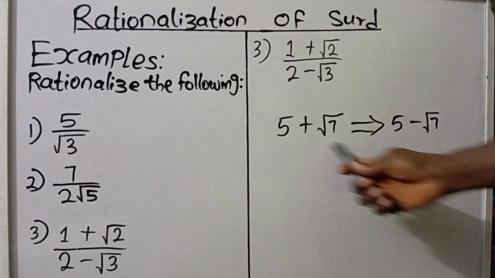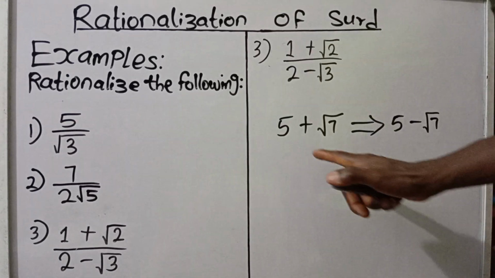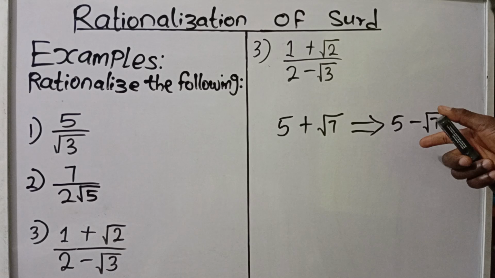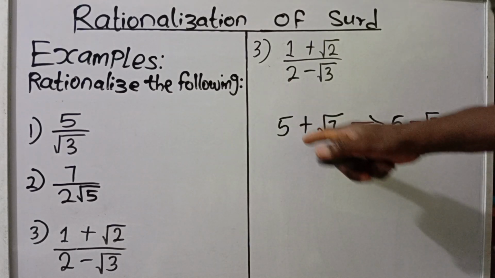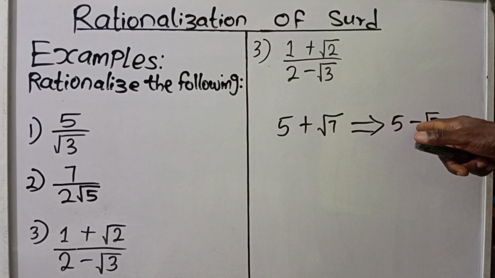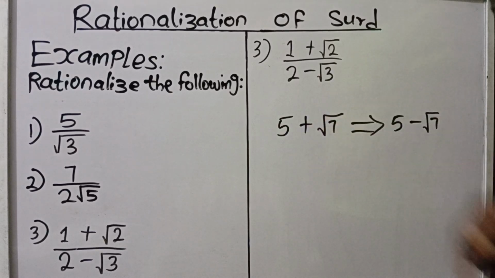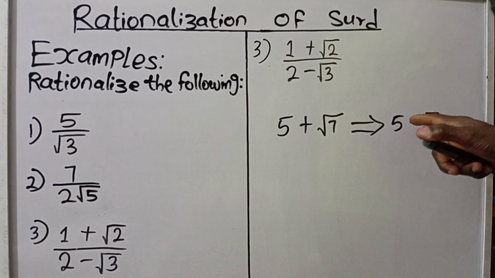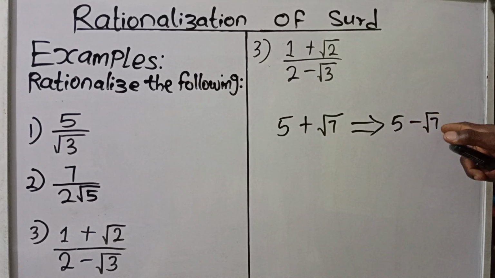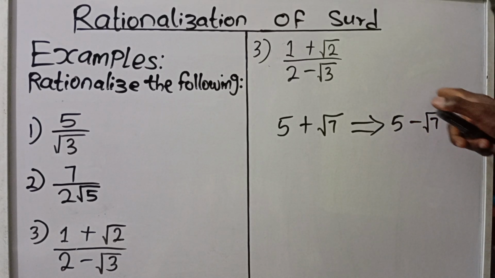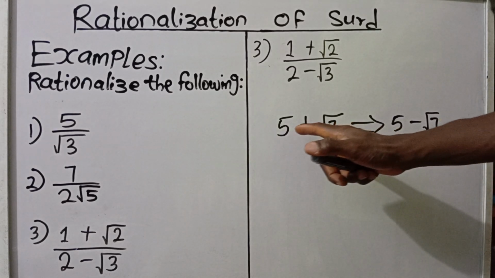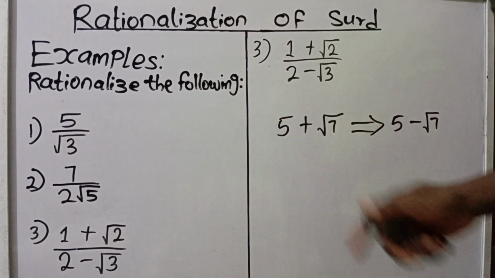What is the difference between the two? The difference is, of course, the sign. So the conjugate is just the opposite of the sign you have here, just interchanging between the signs. So the conjugate of 5 plus root 7 is equal to 5 minus root 7. And also, the conjugate of 5 minus root 7 is as well 5 plus root 7.